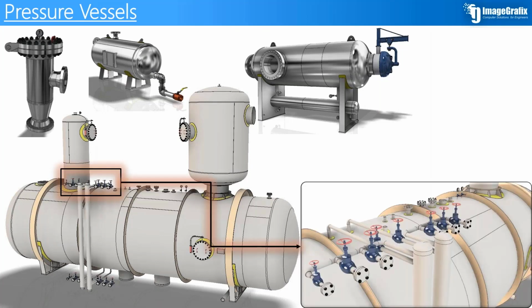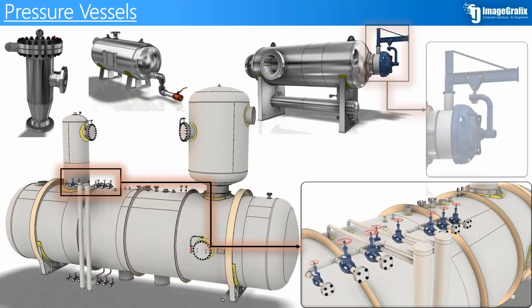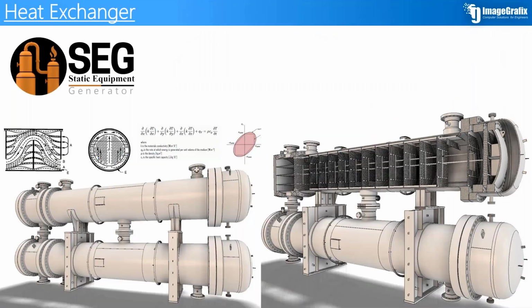Here for pressure vessels, small pressure vessels like air receivers, and complicated pressure vessels. You can see that you can make a complicated configuration like this one with valves and piping, and special shapes like enclosures. You can do all of that easily by using SEG software. The same for heat exchangers. You can make many types of heat exchangers by using SEG software, and we all know how complicated it is to make a heat exchanger, but by using SEG, it's very easy to do that.